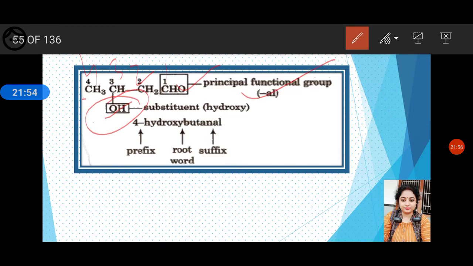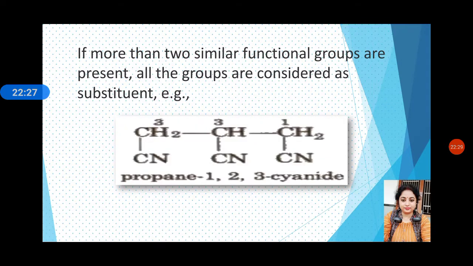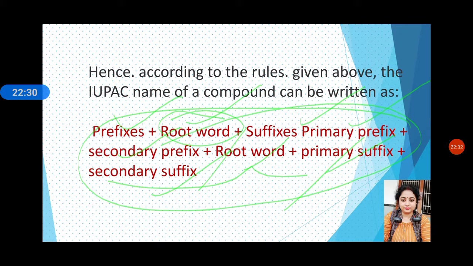This OH is your substituent. Usually it would be a suffix name, but here the prefix is hydroxy. So we will use the name hydroxy. 4 carbon: meth, eth, prop, but. So but is your root word. 4-hydroxy is your prefix, and the suffix is this CHO, the al group. So the name of this compound will be 4-hydroxybutanal. Like this, we have to practice many compounds.